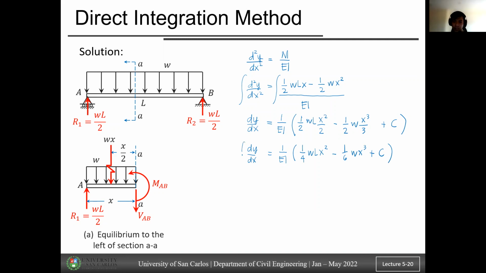So now we integrate again. And this time we're going to get y now. y is equal to 1 over EI, so 1/4 WLX cubed over 3 minus 1/6 WX to the power of 4 over 4. Then integrating C, we now have X, so CX, plus another constant.